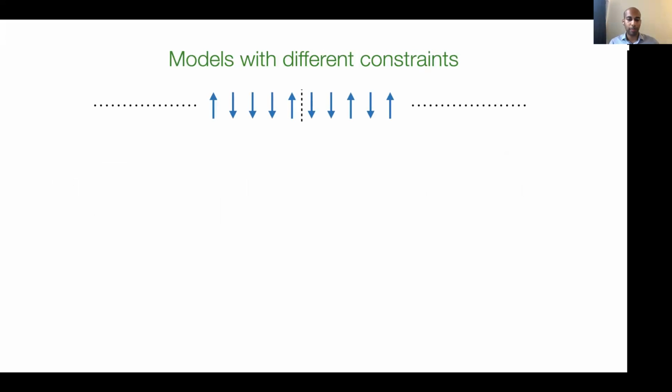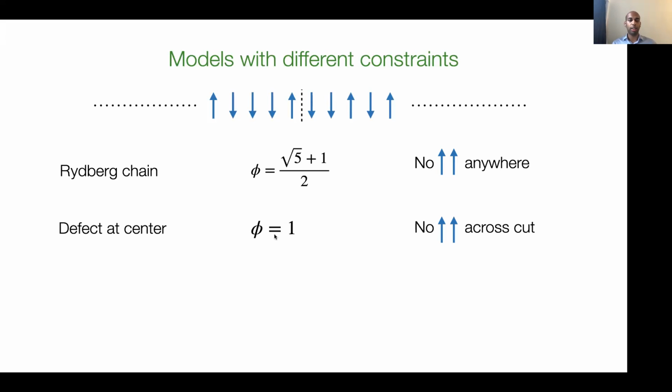So now we'll come back to the question of what it means to tune phi, because I've been saying it, but does it make any sense to tune the parameter phi? We can actually construct 3 different models which lie in the 3 different phases we've talked about so far. Again, let's talk about a 2-level system. The Rydberg chain is when phi is the golden mean and you have no up anywhere. This is what the original motivation for this work was. But if phi equals 1, this can be realized by basically saying that up is allowed everywhere else except across the cut.